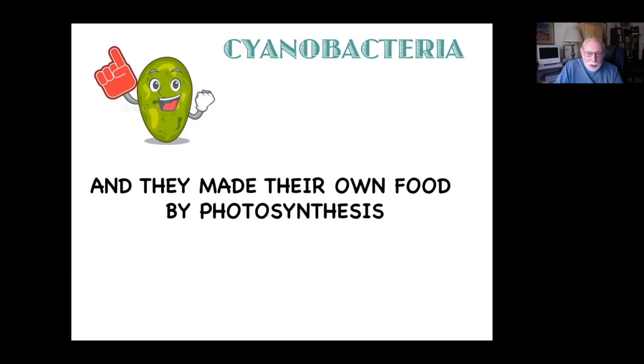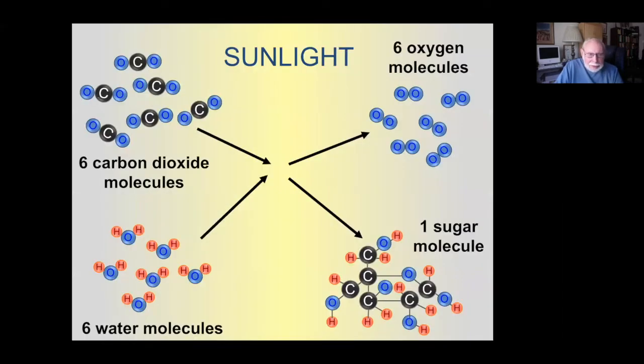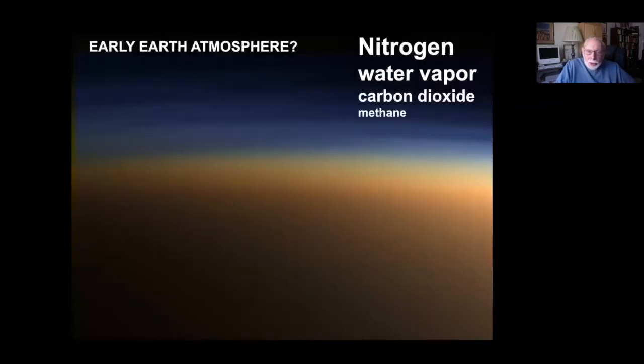And not only that, they made their own food by photosynthesis. And photosynthesis, just to remind everybody, is the process where, using the energy from the sun, carbon dioxide and water becomes converted to sugar and oxygen. So the Earth's early atmosphere didn't have any oxygen, probably mostly nitrogen, water vapor, carbon dioxide, maybe a lot of methane.